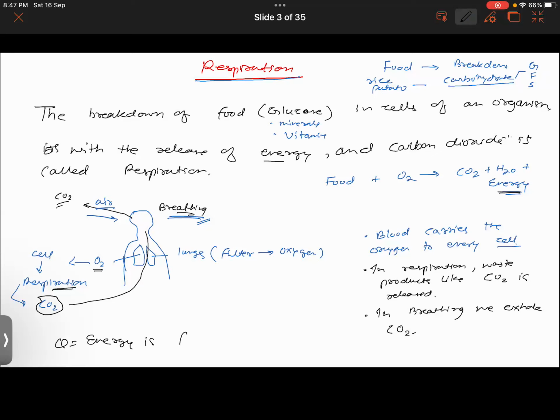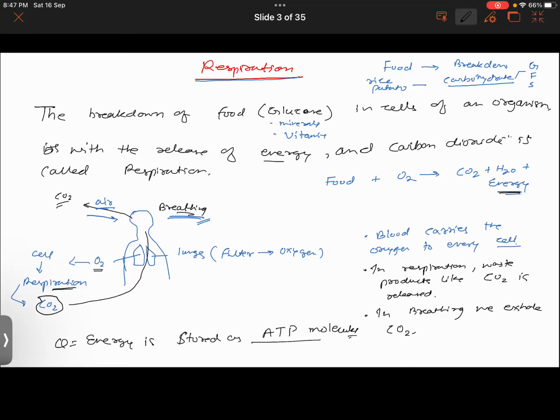Energy is stored as, I told you guys earlier that energy that is produced in our body, it is stored as ATP molecules.